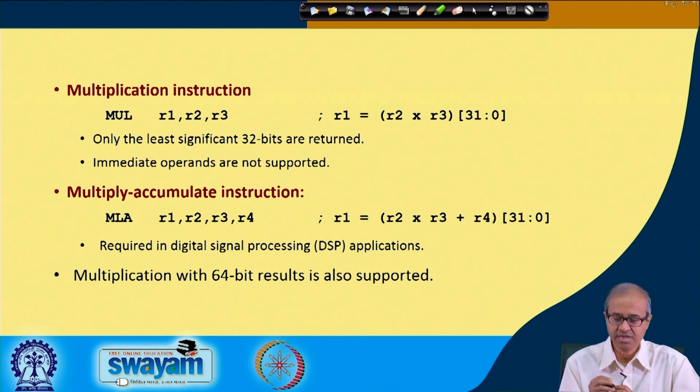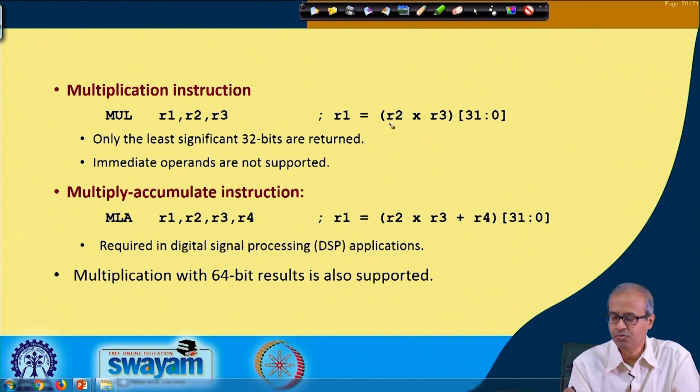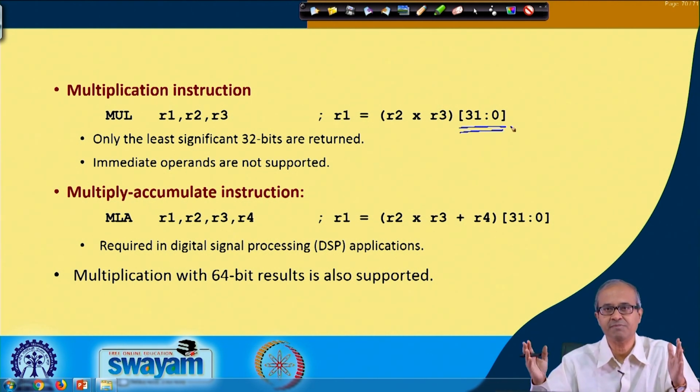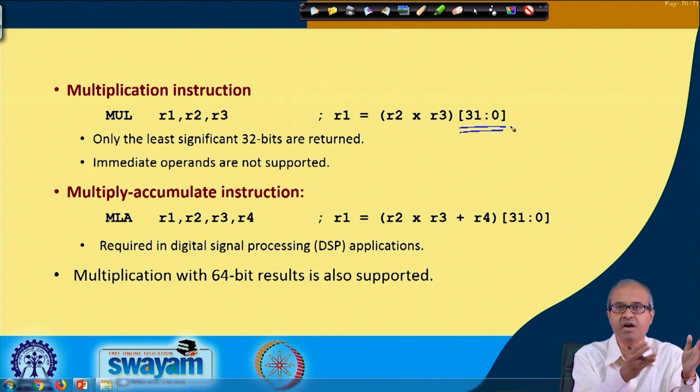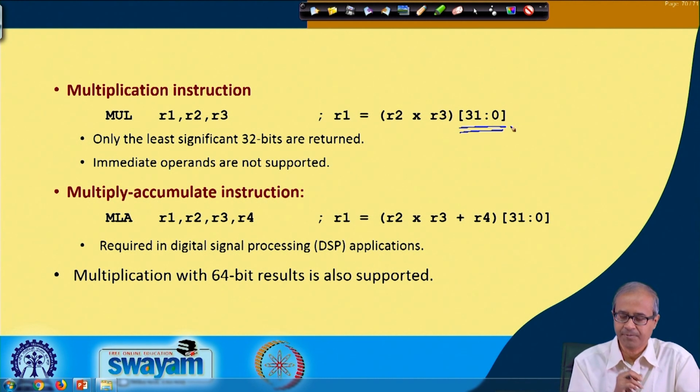Now, there are some multiplication instructions also. Multiplication in the simple form is MUL R1, R2, R3 like this only. So, you multiply the two numbers R2 and R3 and you take only 32 bits of the result, because the multiplication result can be 64 bit, but you ignore the high order bits. You assume that the result will fit within 32 bits and you take only the last 32 bits. Okay. And in multiplication, immediate operations cannot be used, only register operands.